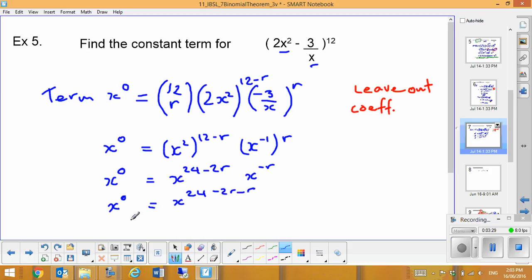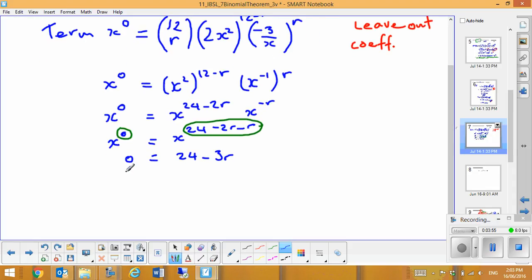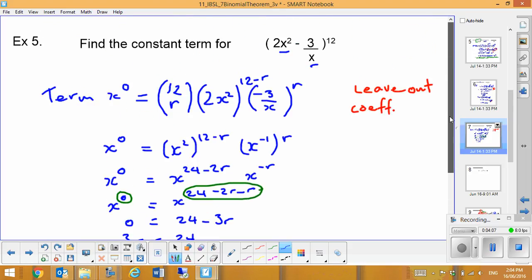So we'll write that out. And I'm going to do this in one step. We can see that if this is the exponent on this side, that's going to match this exponent. So in other words, we can say that 0 equals 24 minus 3r. More space, 3r equals 24. So r equals 8. So now we know that r is 8. That will make the constant term. But we actually have to find the constant term.